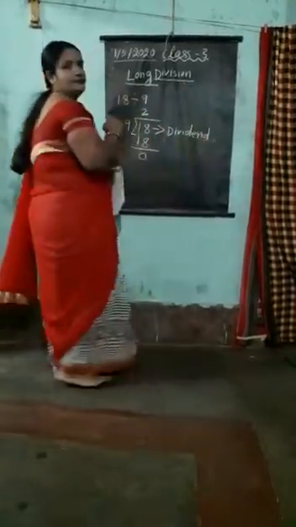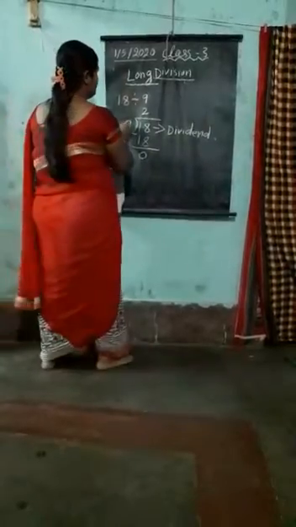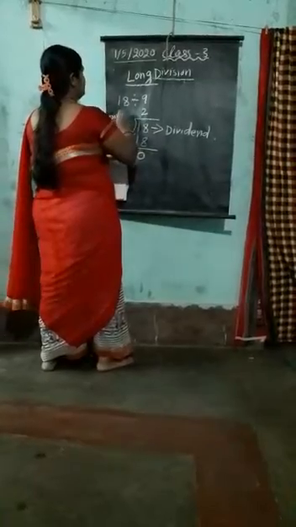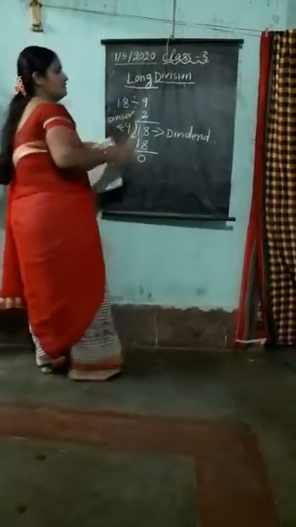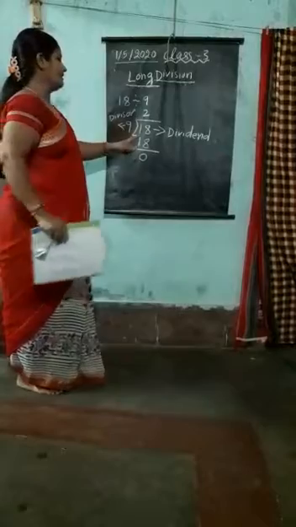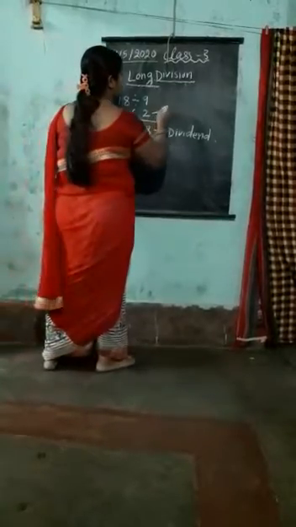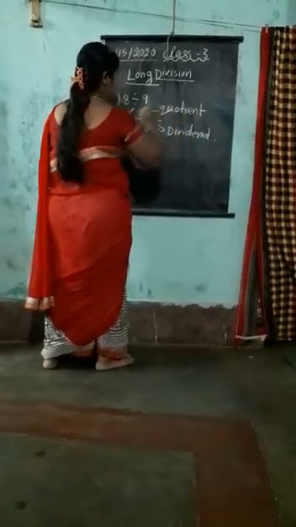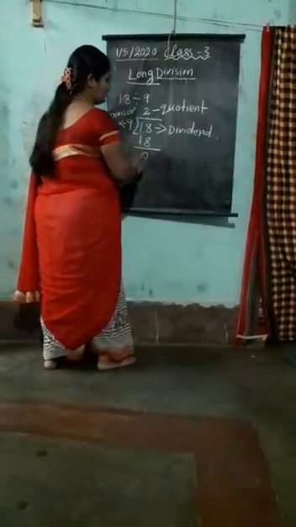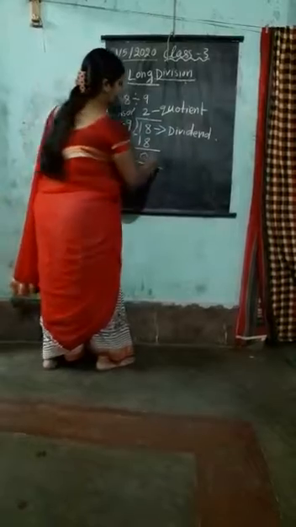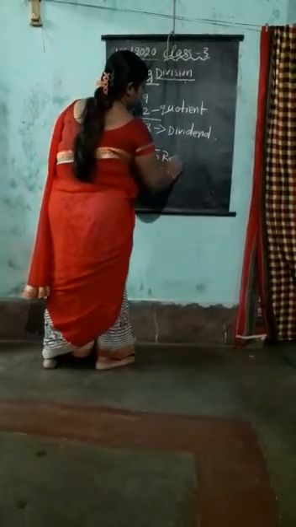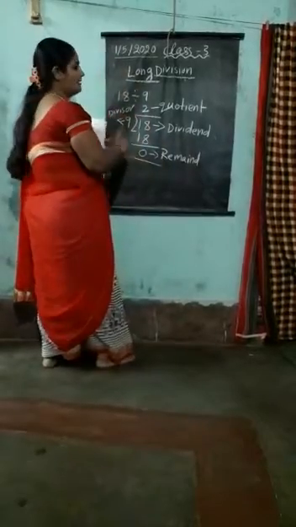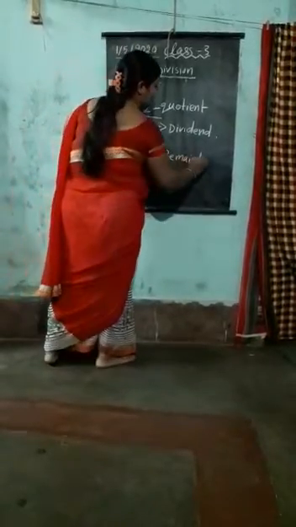This is called the dividend. And the number with which you are dividing, that is called the divisor. And the number you are multiplying and keeping down, that is called the quotient. And after subtracting, the number we are getting at last, that is called the remainder. Remainder means remaining. After subtracting, the number that remains down is called the remainder.